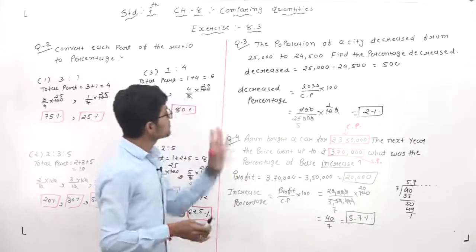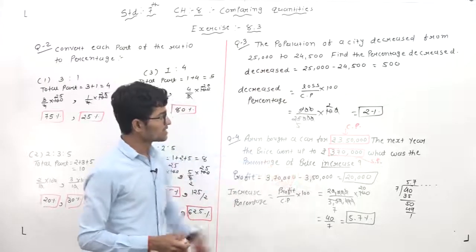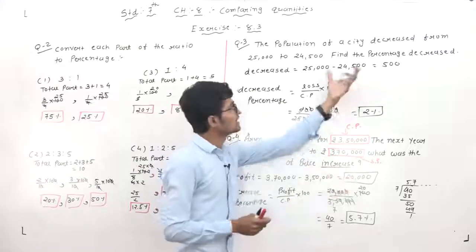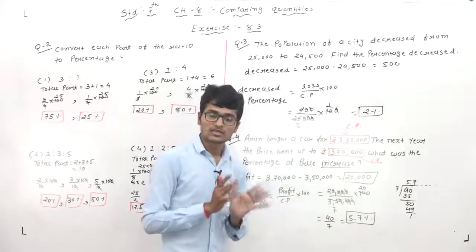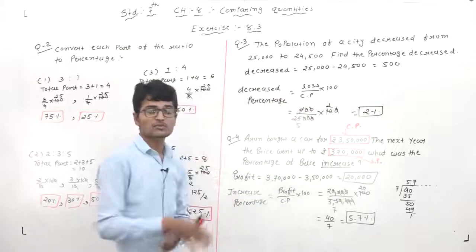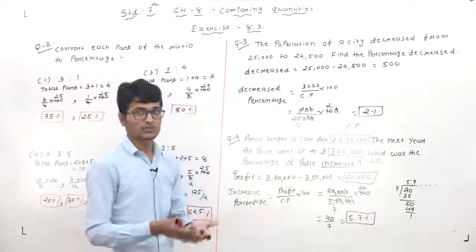So understand students how to solve word problems of this type. Increase means profit, decrease means loss. This one is the simplest. And then after we will find using the profit percentage formula or loss percentage formula.